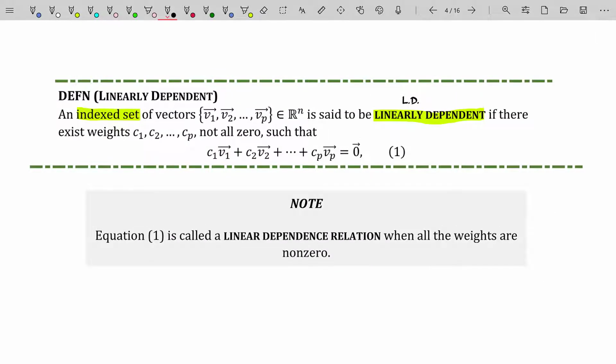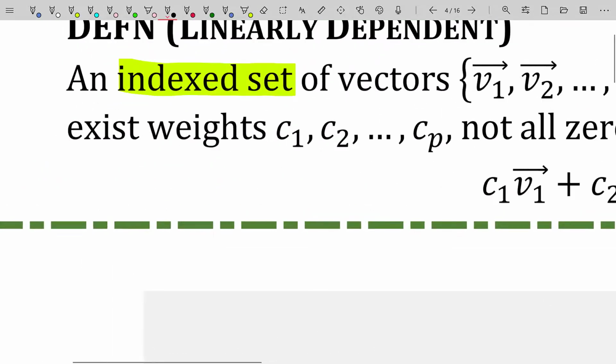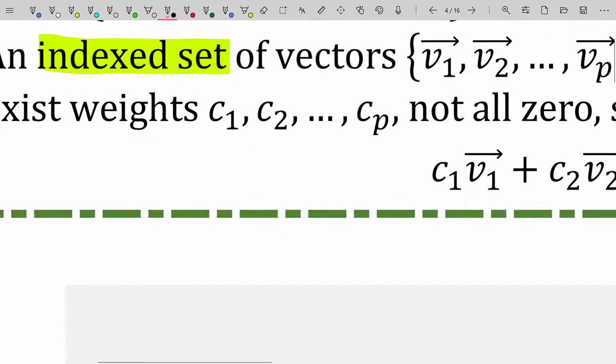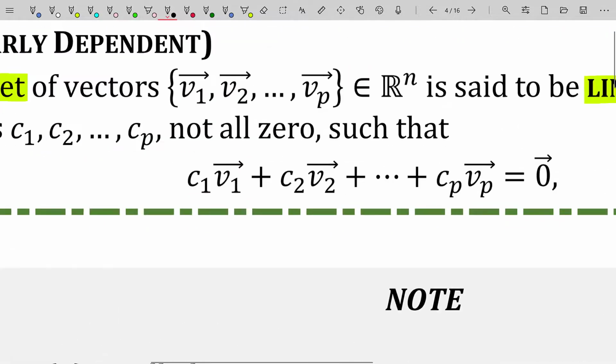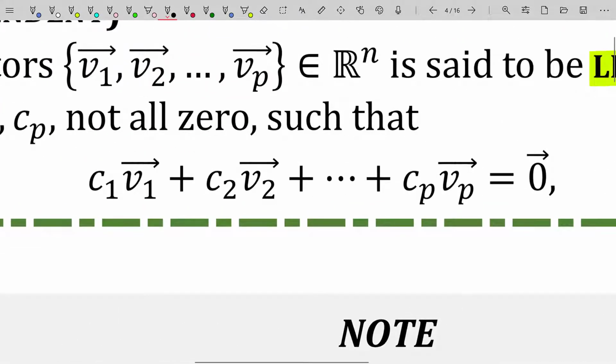Anyhow, an indexed set of vectors is said to be linearly dependent if there happens to exist some weights, C1 through CP, not all of them being 0, such that this linear combination of those vectors turns into 0. Remember, linear independence told us that if these were variables here, x1, x2 to xp, and we set this linear combination to equal 0, the only solution should be the trivial solution. What's the opposite of the only solution being the trivial solution? The opposite of that is there must be at least one non-trivial solution. Let me actually write that down.